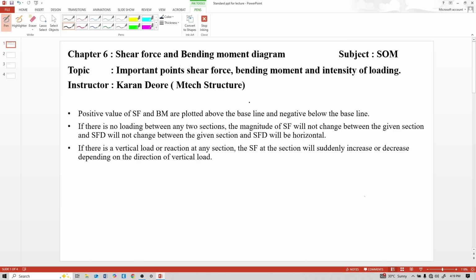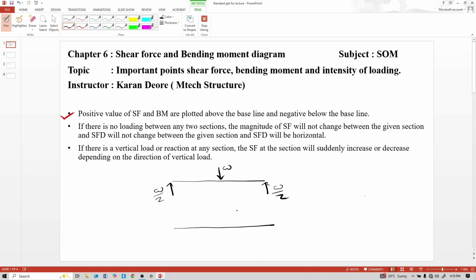Concepts related to shear force and bending moment diagram. See, first bullet point: positive value of shear force and bending moment are plotted above the baseline and negative below the baseline. This point. So for that, see with the help of example, consider this as a simply supported beam with point load at middle. That means reactions are W by 2, W by 2. So this point tells us positive value of shear force and bending moment are plotted above the baseline and negative value below the baseline. So this beam is baseline.